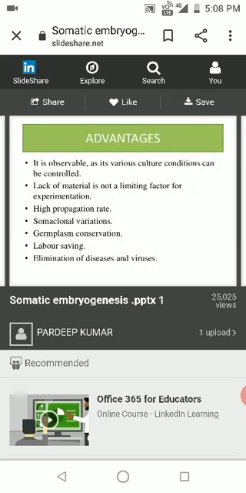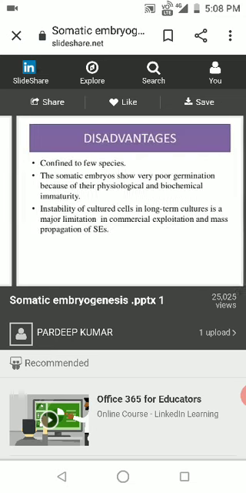Now, advantages and disadvantages. Among the advantages, various culture conditions can be controlled, so it is under control. We can control the conditions and observe its development. Lack of material is not a limiting factor for experiments, as there is a lot of material available. There is a high propagation rate, somaclonal variations can be studied, and germplasm conservation can be done. It is labor saving and eliminates diseases and viruses.